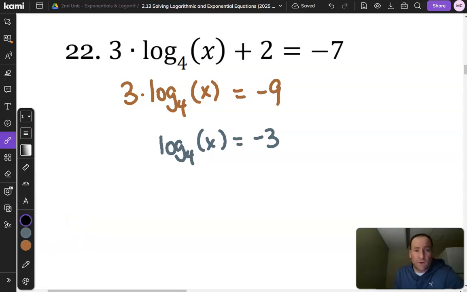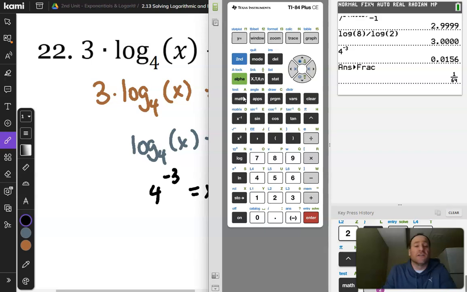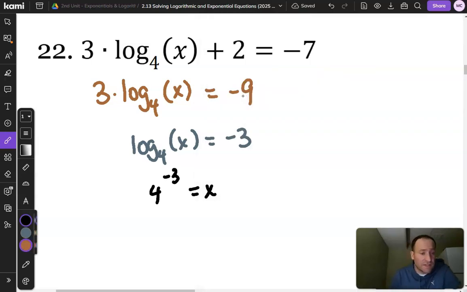I haven't used black in a while here. So that means now, again, exponential form, 4 to the -3rd is going to equal our unknown value x. And in case you didn't know, 4 to the -3rd is that weird looking decimal right there. But more importantly, it's 1/4 cubed, taking the reciprocal. So 1/64. So that means our unknown value x is 1/64.